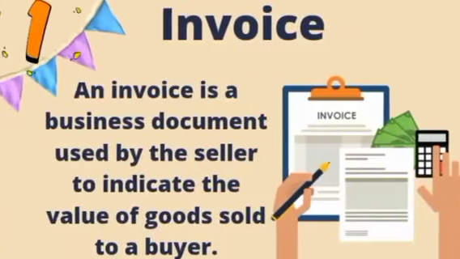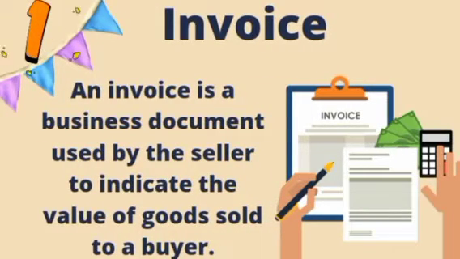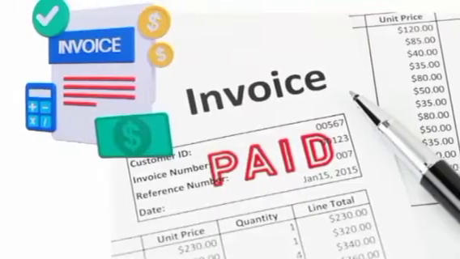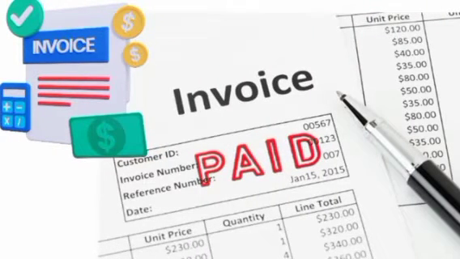The invoice is a business document used by the seller to indicate the value of goods sold or services rendered to a buyer. That means after buying some amount of goods, the buyer is able to see the quantity of goods, the amount paid per unit, and the total amount through the invoice that is issued by a seller. The invoice looks like what you can see on display, and then at the end, both the buyer and the seller are meant to sign to confirm the goods.